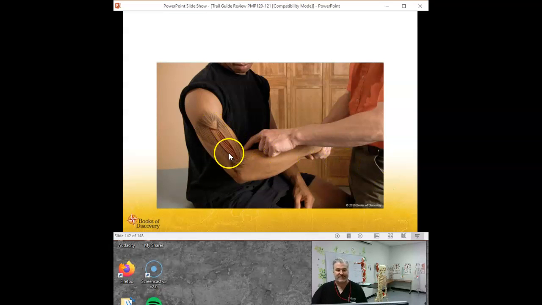Can anybody tell me what muscle this is in this picture here? You have to understand all the muscles in the arm to answer this one. It's not the rectus femoris and it's not the transverse abdominis. I'm between either biceps brachii or brachialis.